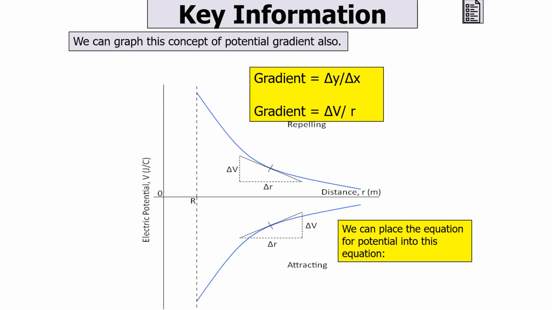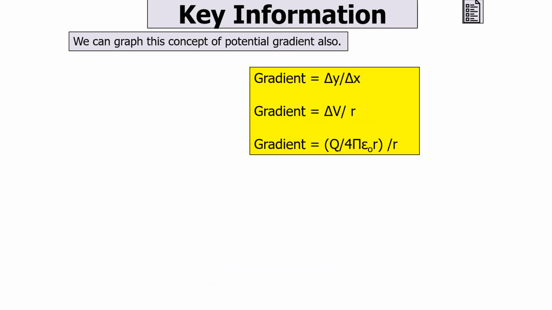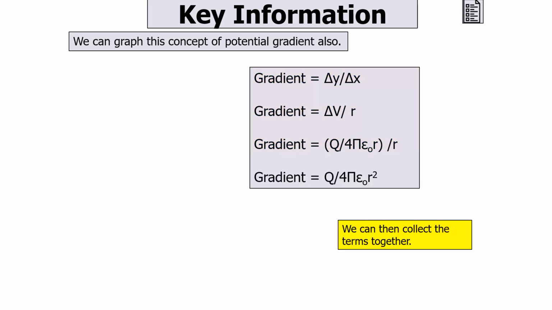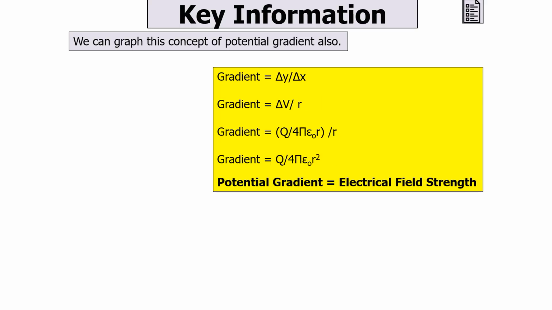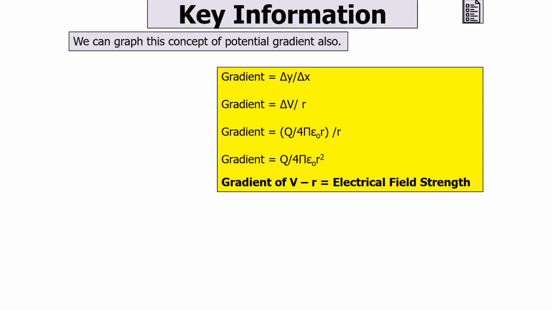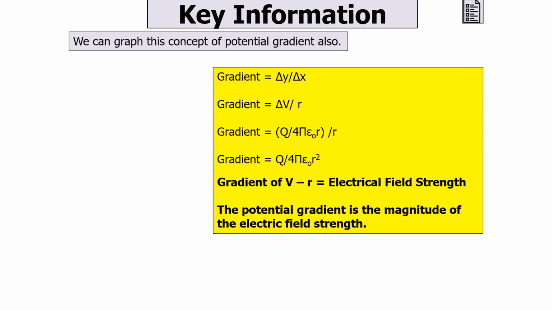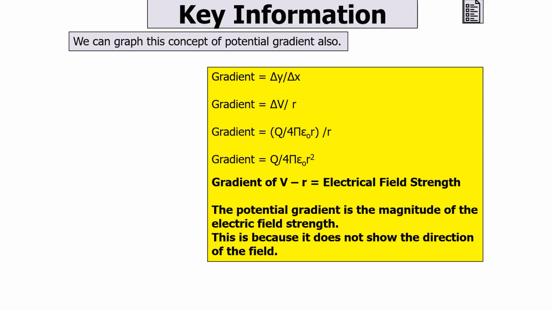Now we can place the equation for potential into the following equation. We know the gradient is delta V over delta r, where V is Q over 4 pi epsilon 0 r, so we divide that by r. Therefore, the gradient equals Q over 4 pi epsilon 0 r squared. This means that the potential gradient is the same quantity as the electrical field strength. The gradient of a V against r graph is the electrical field strength. So we can consider the potential gradient as the magnitude of the electrical field strength.